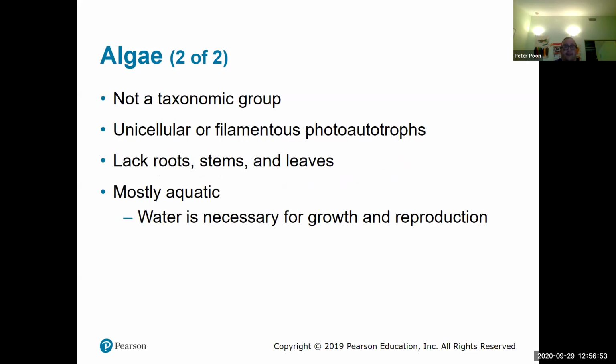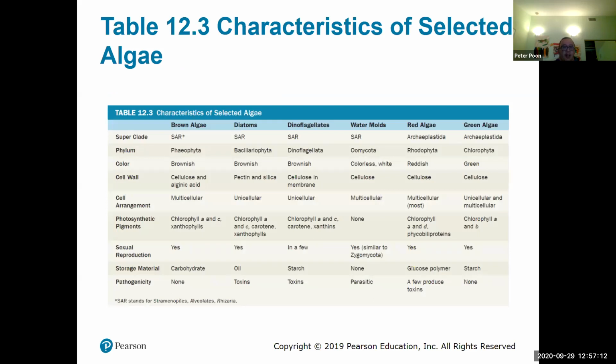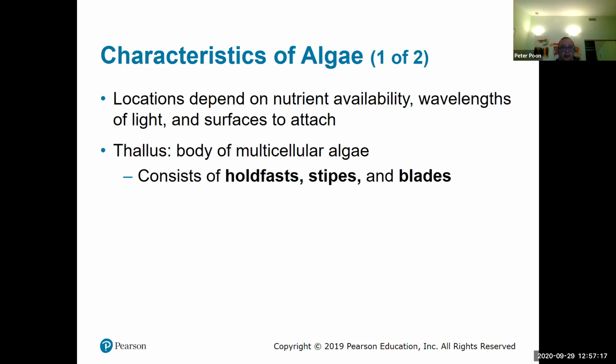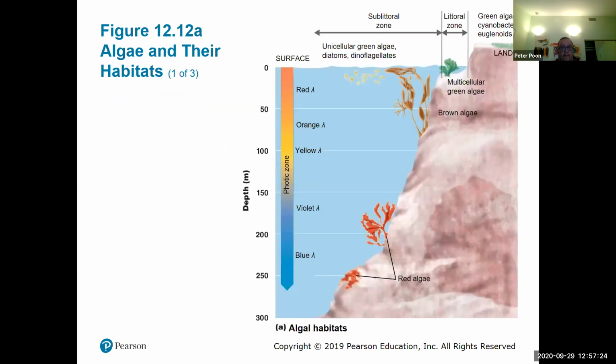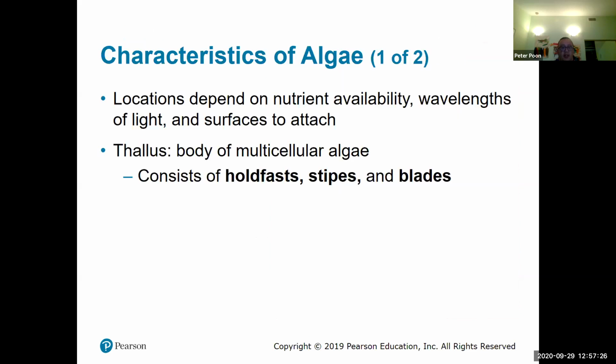Okay, algae. Algae are not a true taxonomic group. The reason why they say that is because if algae were a taxonomic group, plants would classify as algae. All right. So here are the different types of algae. So you can see the different types of algae in their environment.